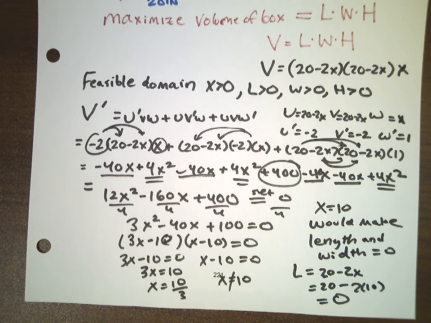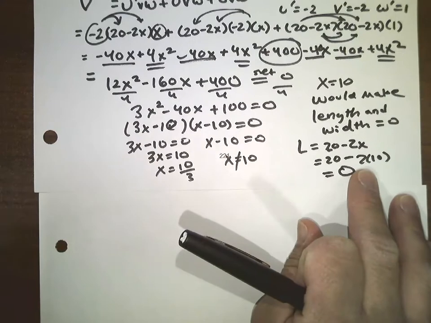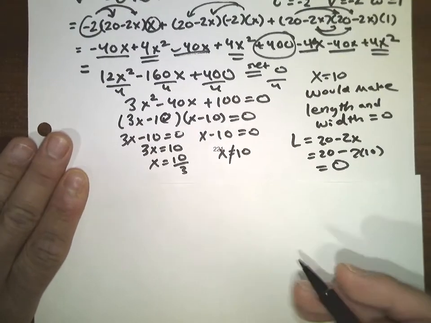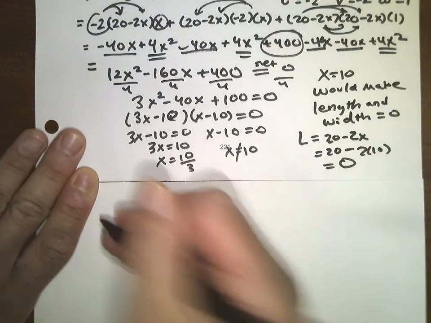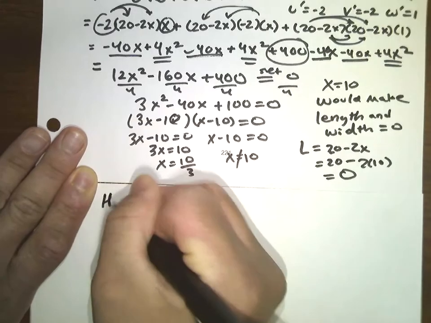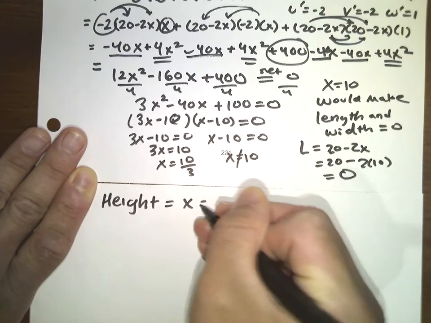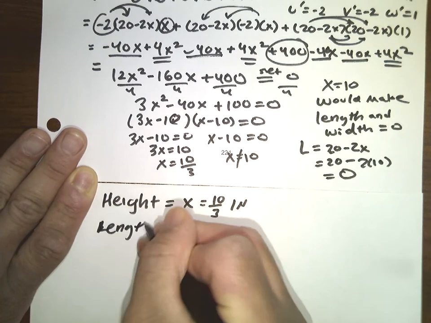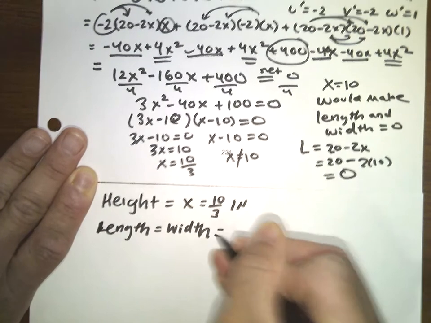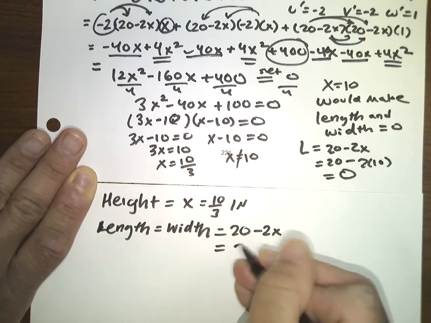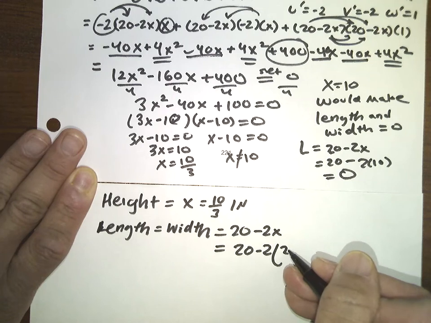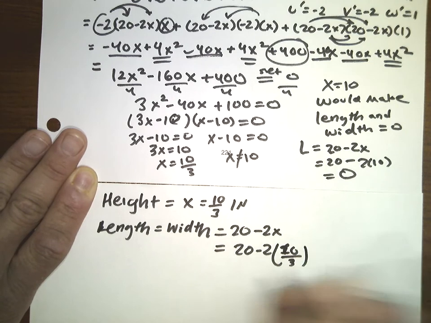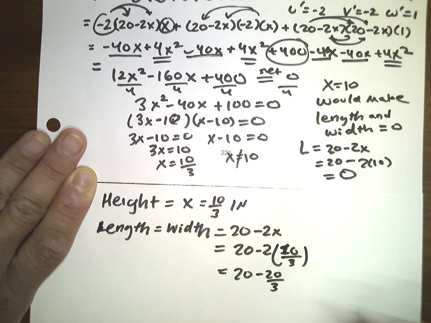So now that I know that x is 10 over 3, that was the height. So the height is equal to x, so that's 10 over 3 inches. And the length is equal to the width, which were both 20 minus 2x. So 20 minus 2 times 10 over 3. So 20 minus 20 over 3, that would be 40 over 3.